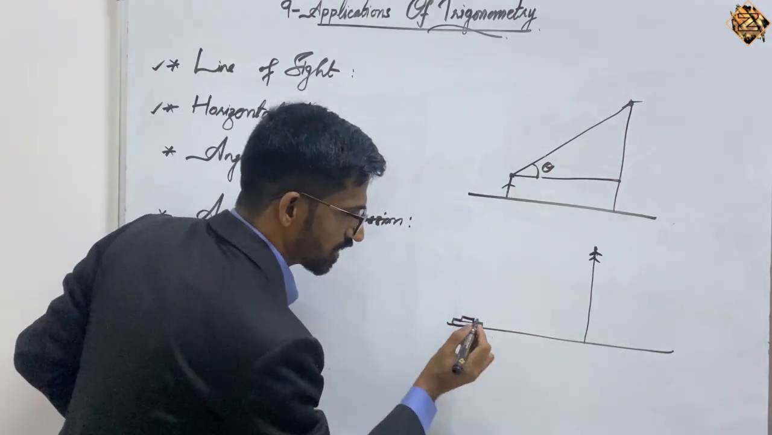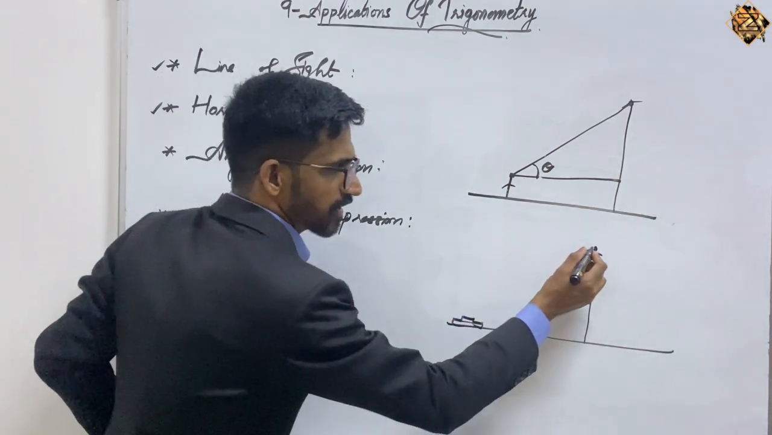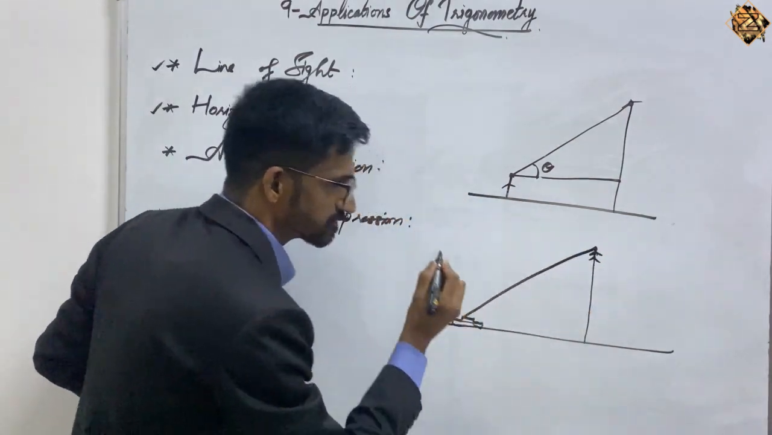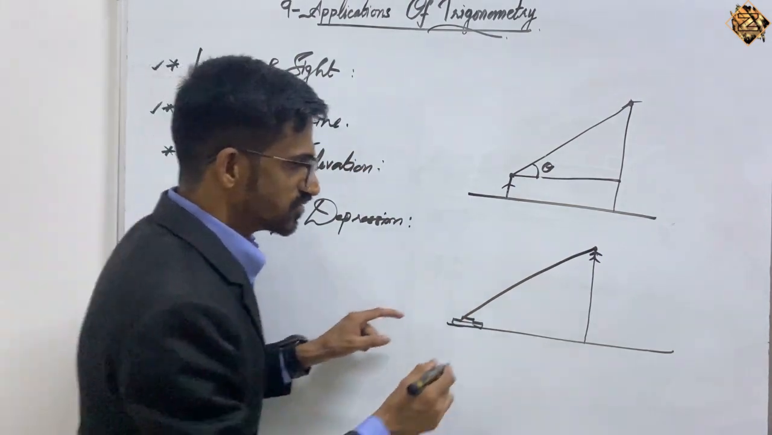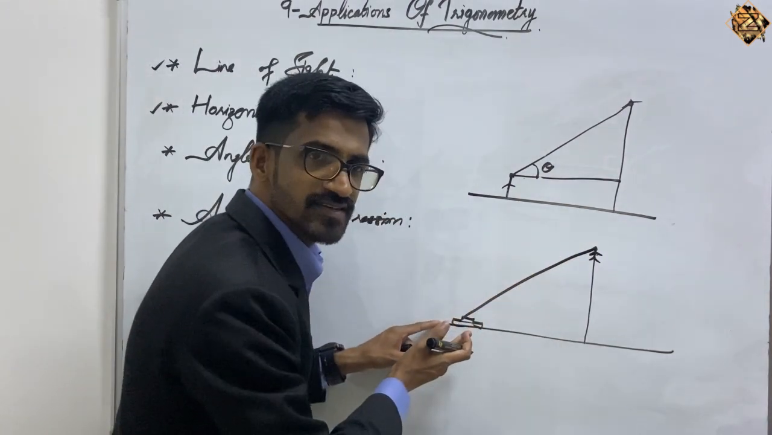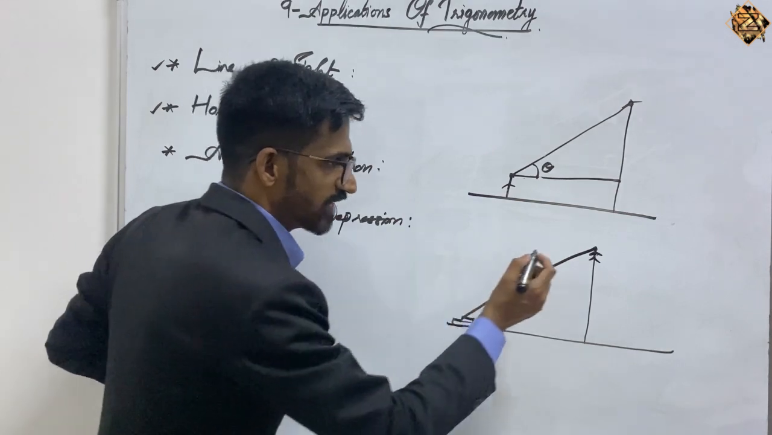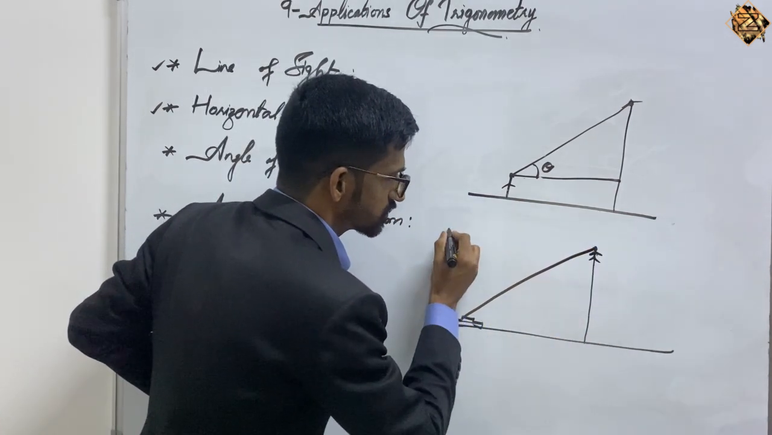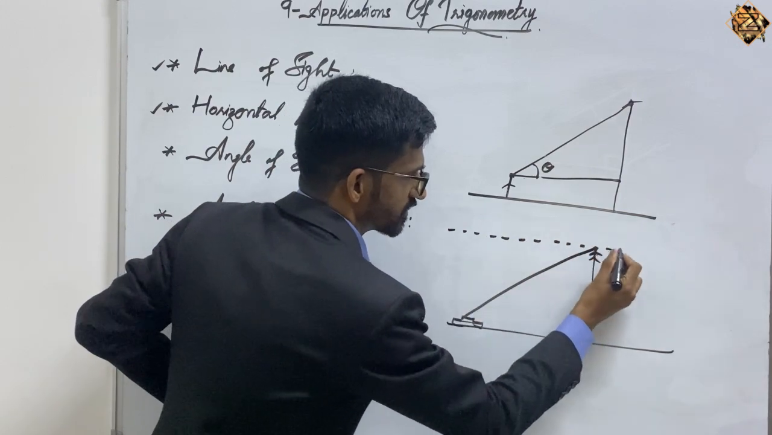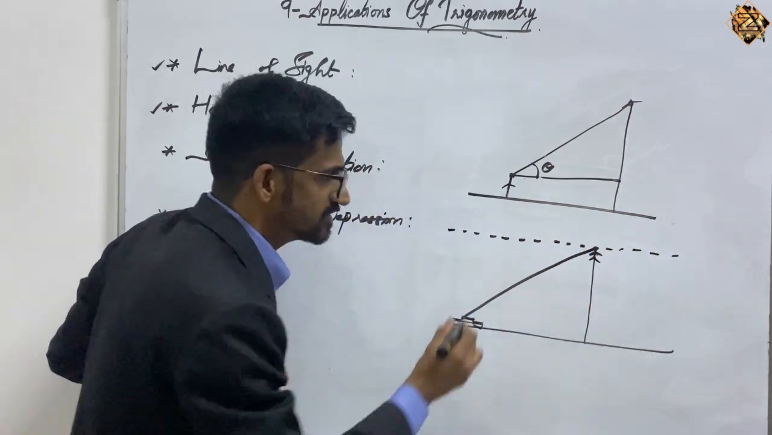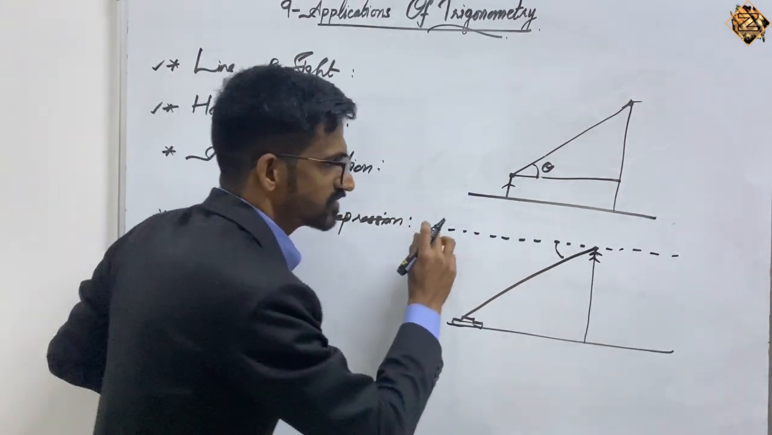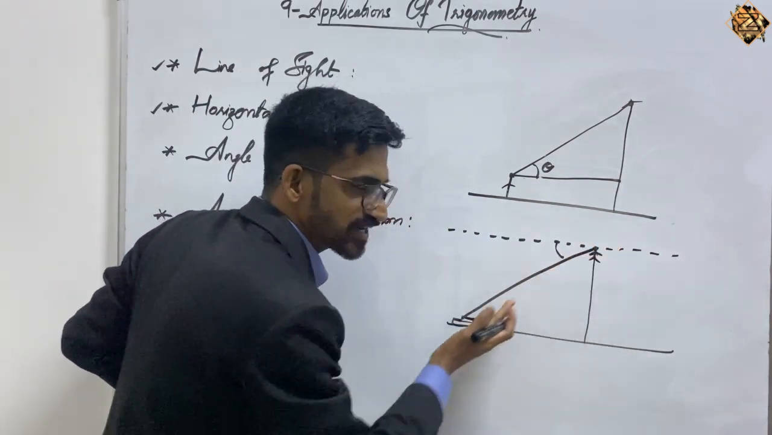Okay, here there is a car parked on the ground. A boy standing on the top of the tower is looking towards the car. So here this line is a line of sight. And the line drawn parallel to the ground through the observer, isn't it? This line is a horizontal line. So this is a horizontal line and this is a line of sight.